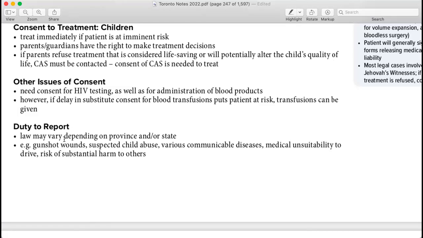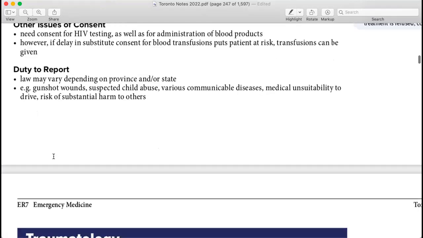Duty to report law may depend on the province. Gunshot wounds, suspected child abuse, communicable disease, medical sensibility, or unfitness to drive and risk of sustainable harm should be reported. So gunshot wounds are also reported.